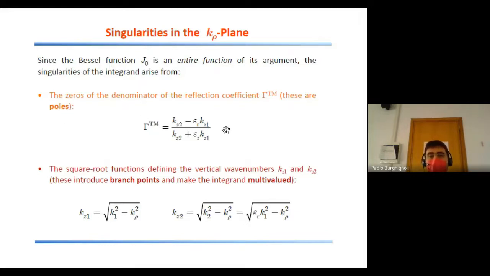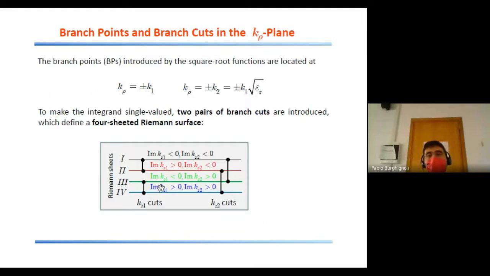But in addition, since there are vertical wave numbers, those vertical wave numbers are expressed, as we already mentioned, by square root functions. And square root functions are multivalued functions, actually two-valued functions. So therefore, they will introduce branch points with the associated branch cuts. In particular, let us consider the latter point. Since we have two square roots, we have four possible choices in total, because we can have two determinations of either of the two square roots. So this means that there will be two pairs of branch points.